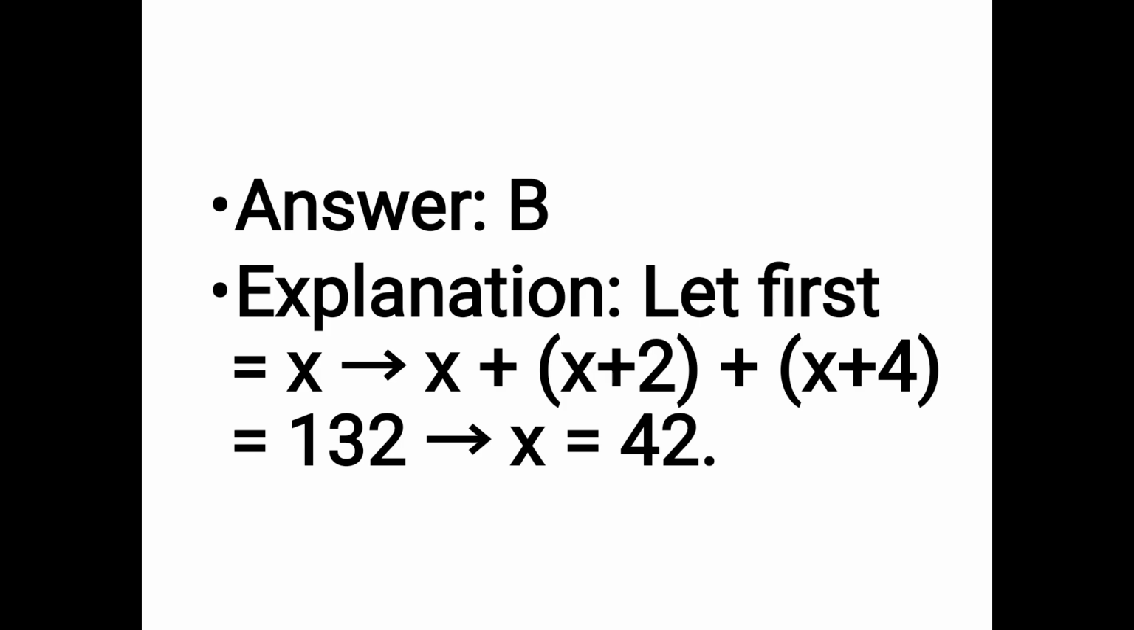Answer B. Explanation. Let the first be x. x + (x + 2) + (x + 4) = 132. Finally, x = 42.